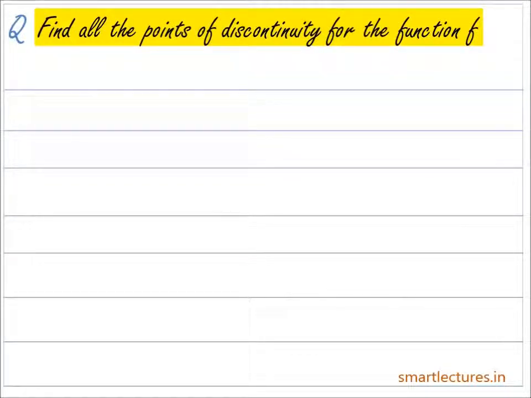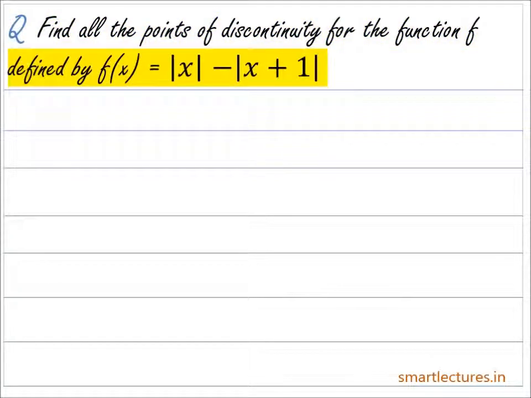Now let's solve one more question. Find all the points of discontinuity of f defined by f(x) = |x| − |x + 1|.